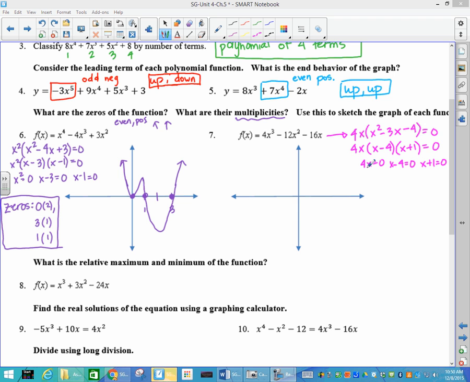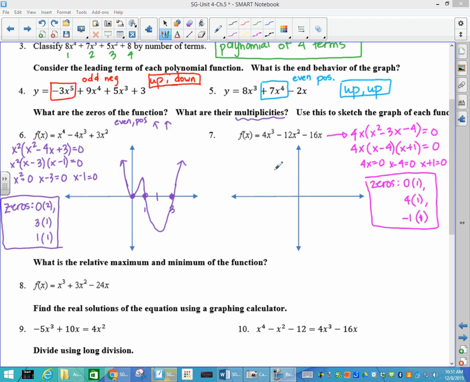Okay, so that tells me if I divide both sides by 4, then my 0 is 0, because 0 divided by 4 is 0. Each of these has a multiplicity of 1, because there is no exponent other than 1 on these. So I have 0. When I add 4, I'm going to have 4 as a 0. And when I subtract 1, I'm going to have negative 1 as a 0. That's a multiplicity of 1. So these are my zeros.